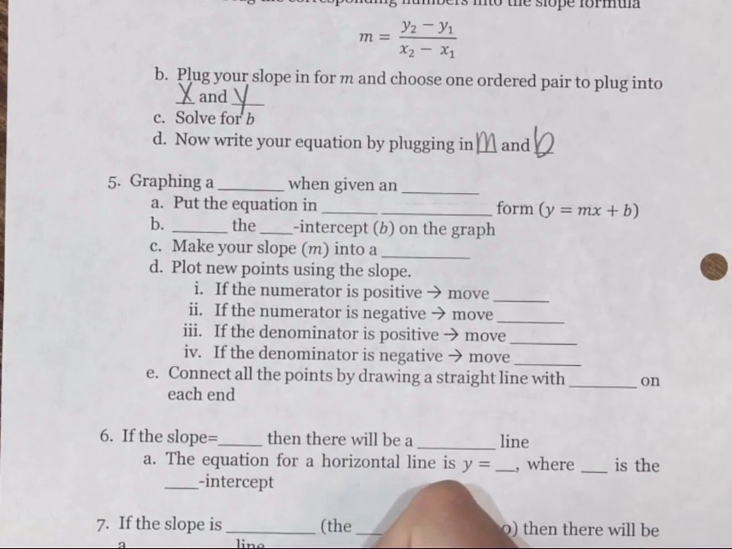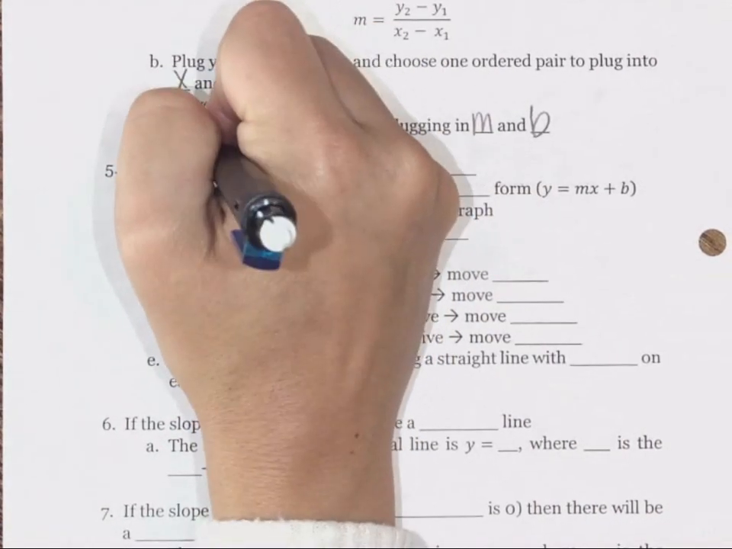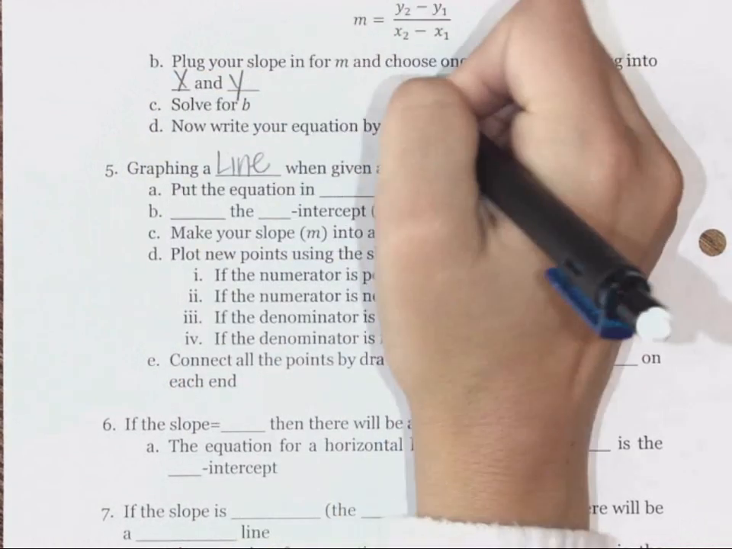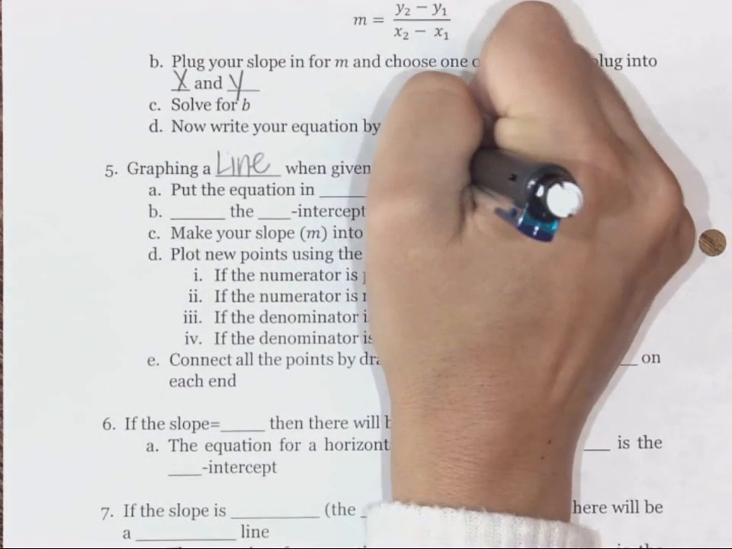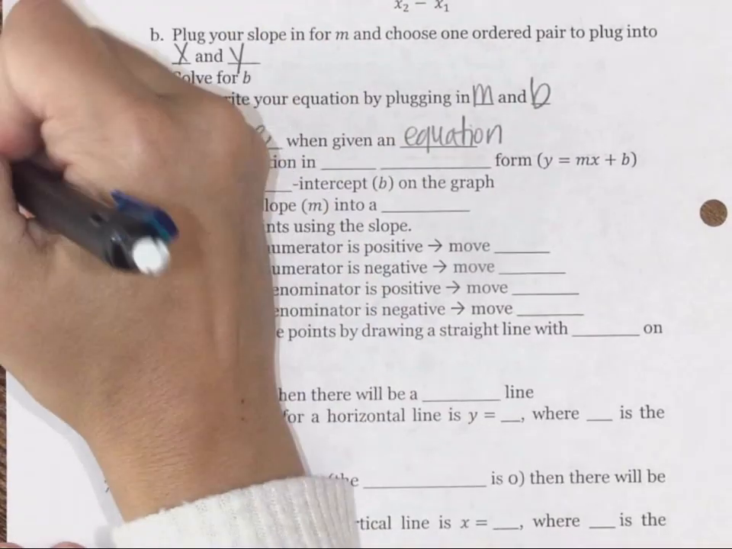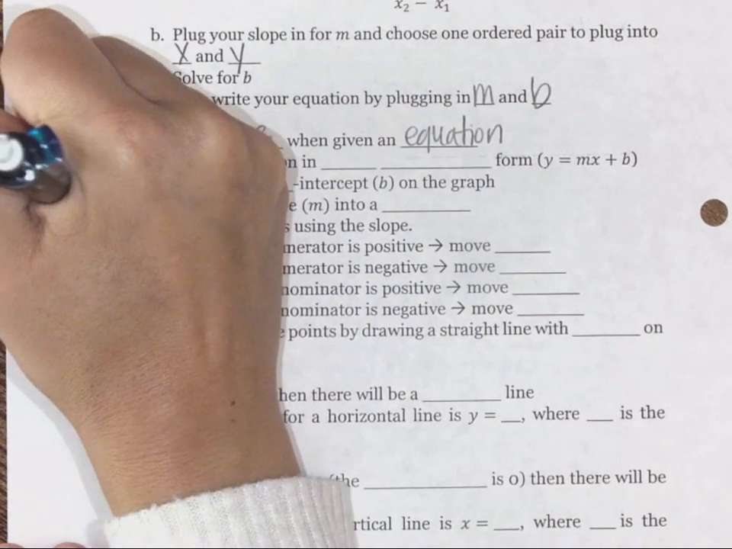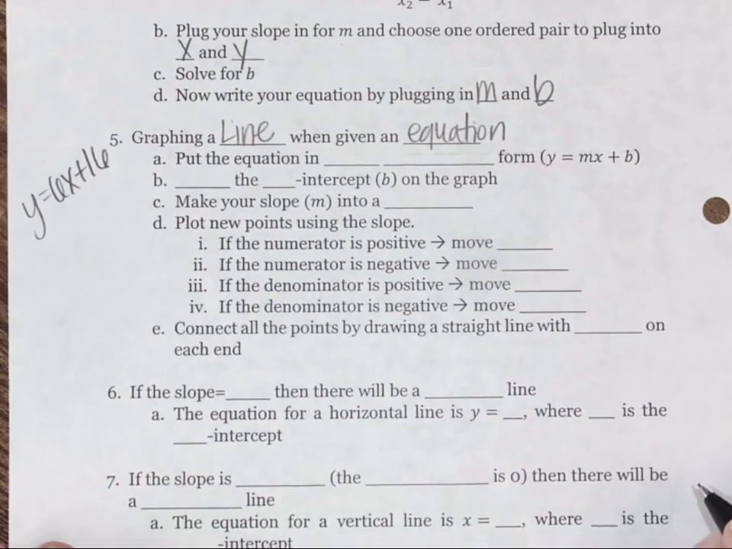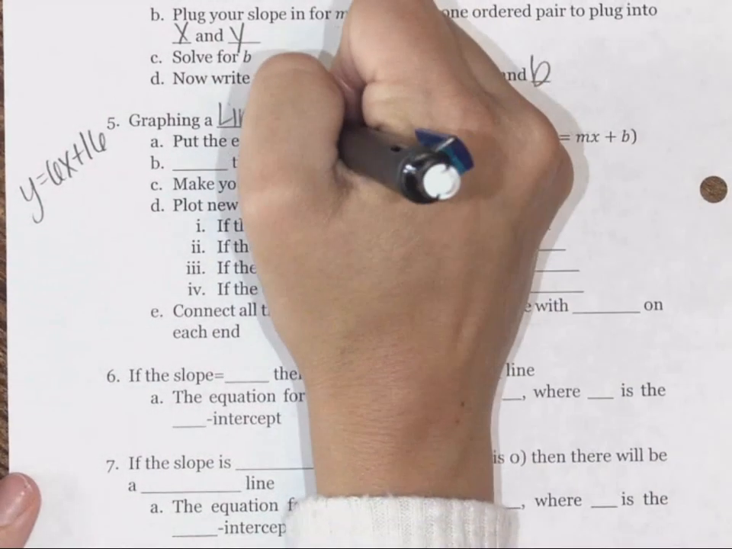Okay, now once we've written the equation, we want to graph the line when we have been given that equation or when we found what the equation was. So let's use our example that we found, which was y equals 6x plus 16. So I've given you the equation and I want you to graph it. You're going to put the equation in slope-intercept form.